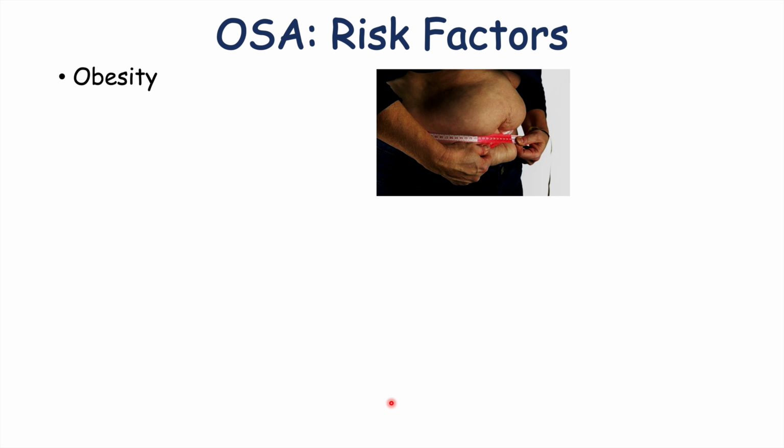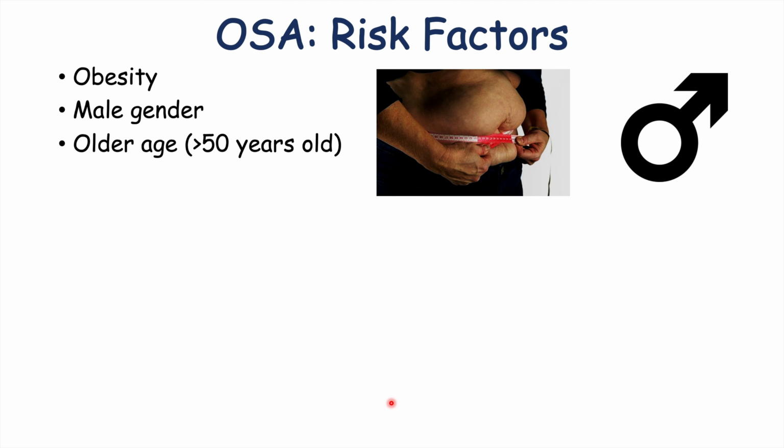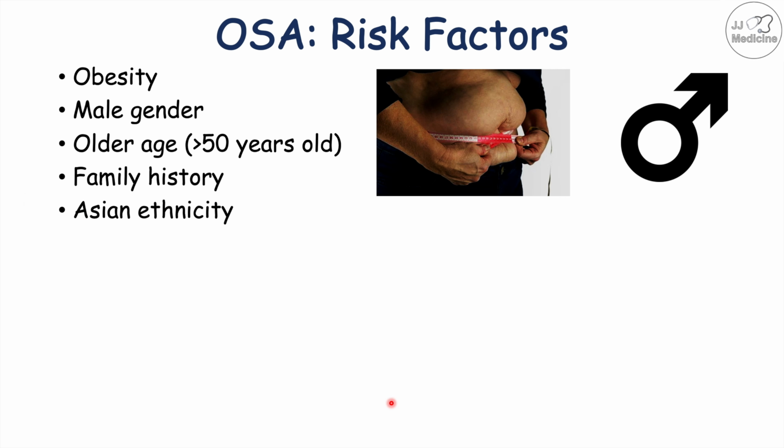And this is going to be very important when we talk about some of the lifestyle modification for patients with obstructive sleep apnea. We also mentioned that there is a difference in prevalence between male and female patients. So male gender is a risk factor for getting obstructive sleep apnea. Being older, especially greater than 50 years of age, is also another important risk factor. We can also see family history being a risk factor. We'll mention why that is here in a moment. Patients who are Asian are also at an increased risk for obstructive sleep apnea as well.